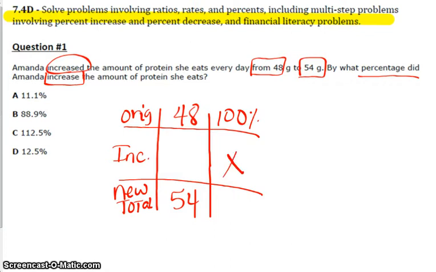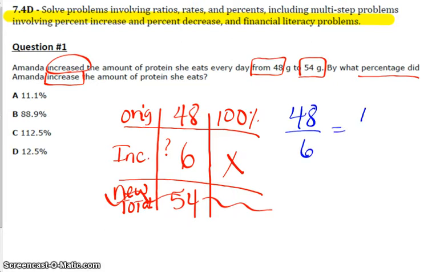Okay, so I need this increase total here. That's what I need. Well, if my new total is 54 and my original total was 48, the difference is 6. And so you do not need this last part. And so now my ratio or my proportion is ready to set up. 48 over 6 equals 100 over x.